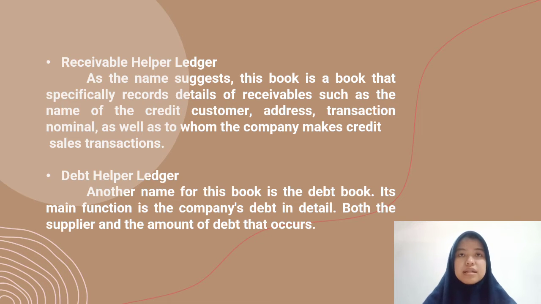Second type is debt help ledger. Another name for this book is the debt book. Its main function is to record the company's debt in detail, both the supplier and the amount of debt that occurs.